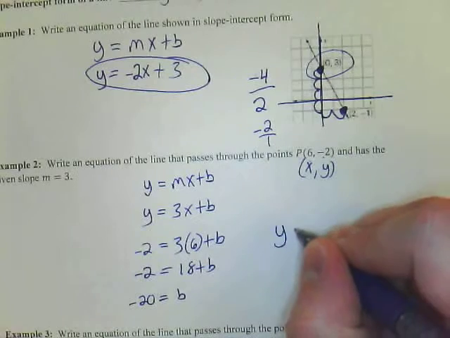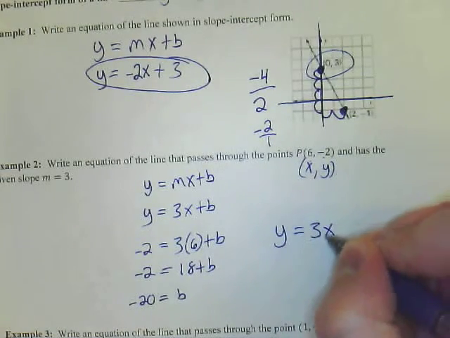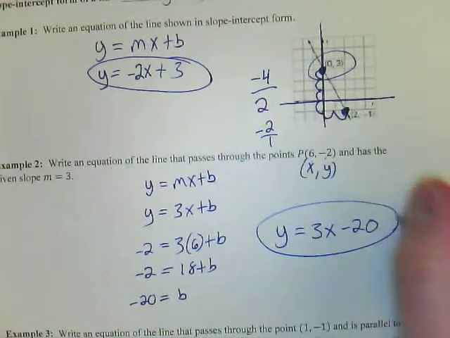So then going back to our equation, y equals mx plus b. m we already knew was 3, and now we know that b is negative 20, so we'll plug that in, and there's the equation.